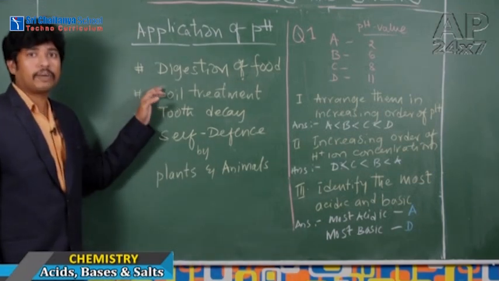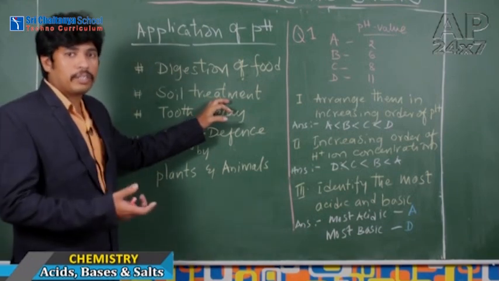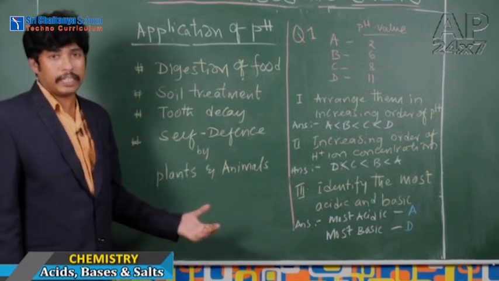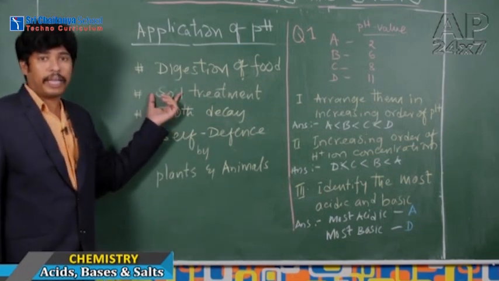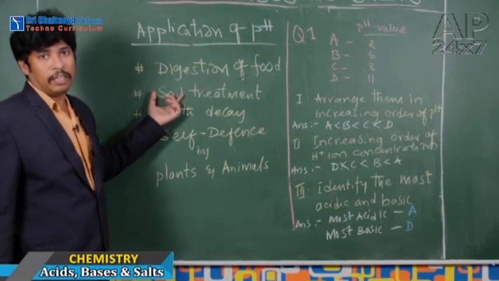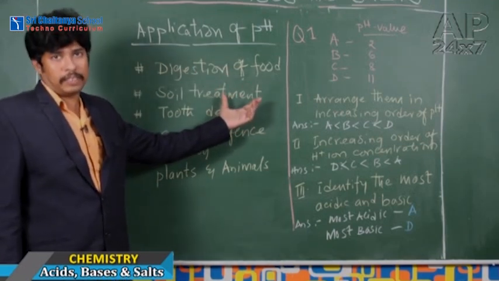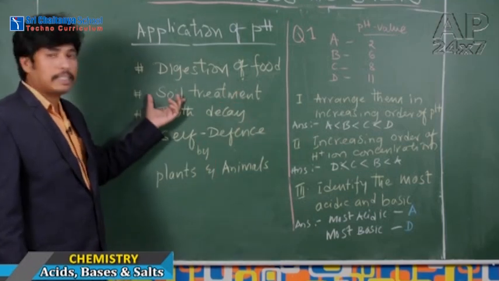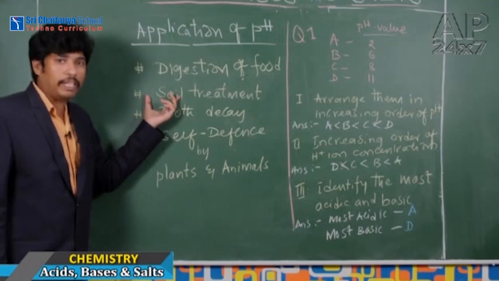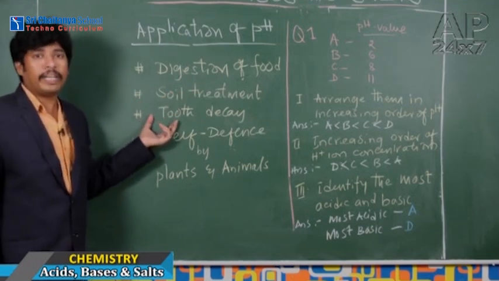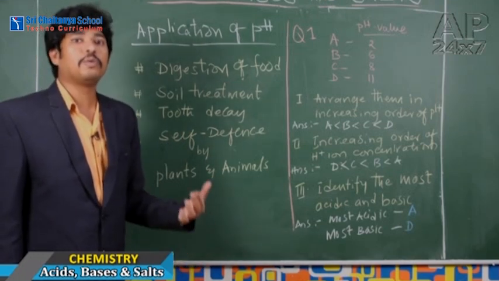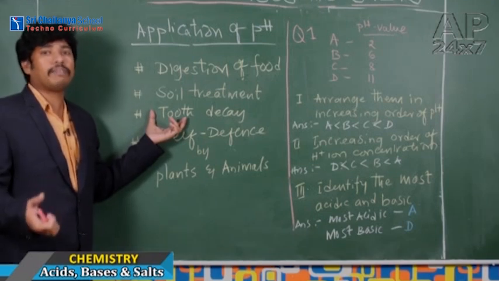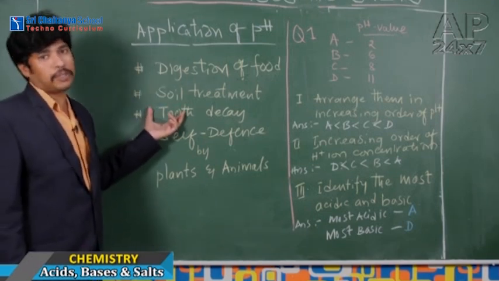And soil treatment. The growth of the plant is mainly good in the pH range of 6.5 to 7.5. Almost it should be neutral in nature. So whenever soil has either acidic or basic pH, by using the opposite substances, of basic or acidic substances, we can neutralize that soil pH so that the growth of plant will be good. And tooth decay. Whenever the pH of the mouth decreases to 5.5 or less than 5.5, the acids present in the mouth will react with the enamel on the teeth, which results in tooth decay, we know.